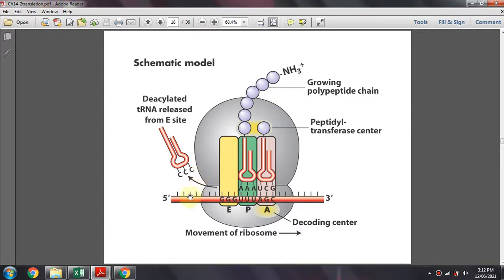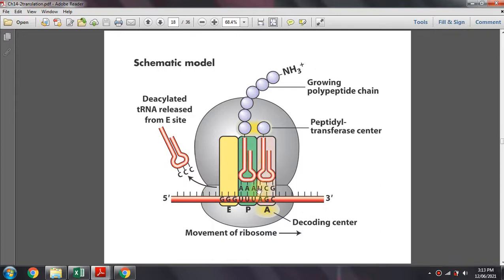So see, this red colored one is mRNA molecule. This is smaller subunit of ribosome. This is larger subunit of ribosome, and these are the three pockets present in ribosome: E site, P site, and A site. Okay. Now see, first tRNA binds here in P site, which always brings methionine amino acid, which is charged with methionine.